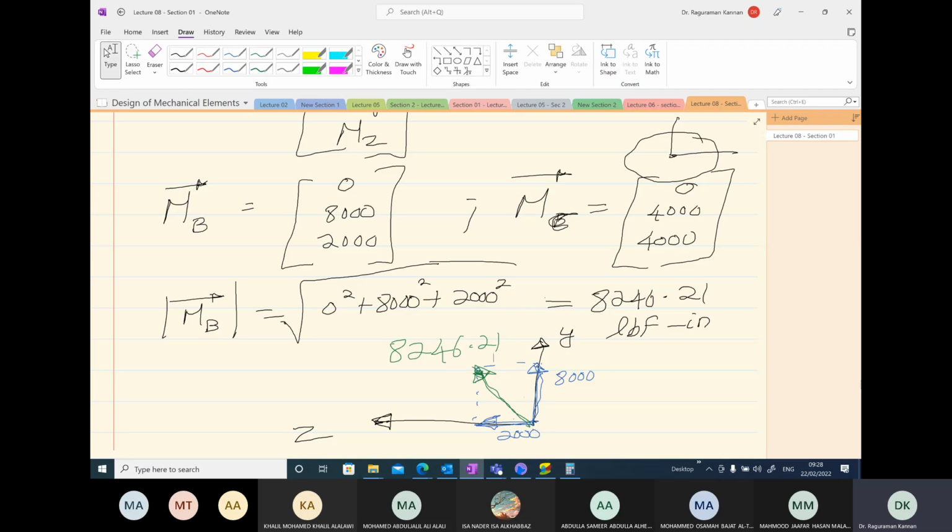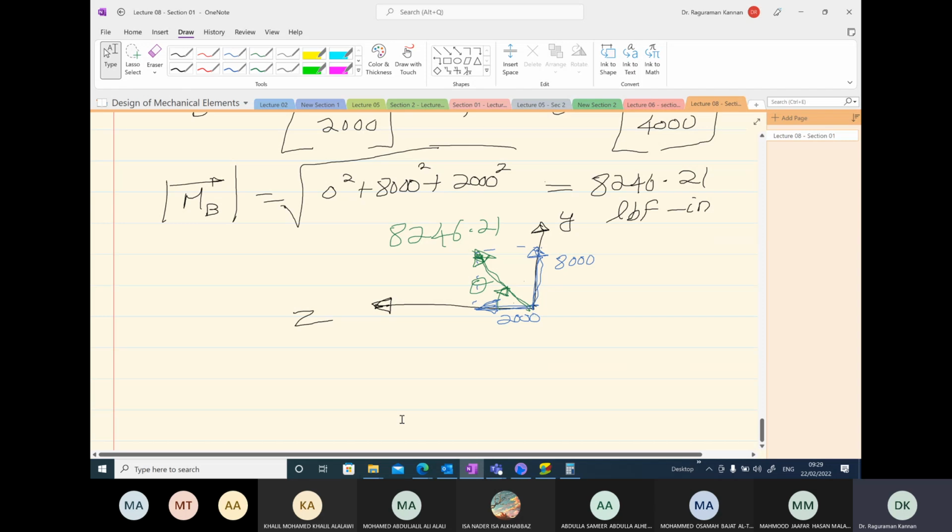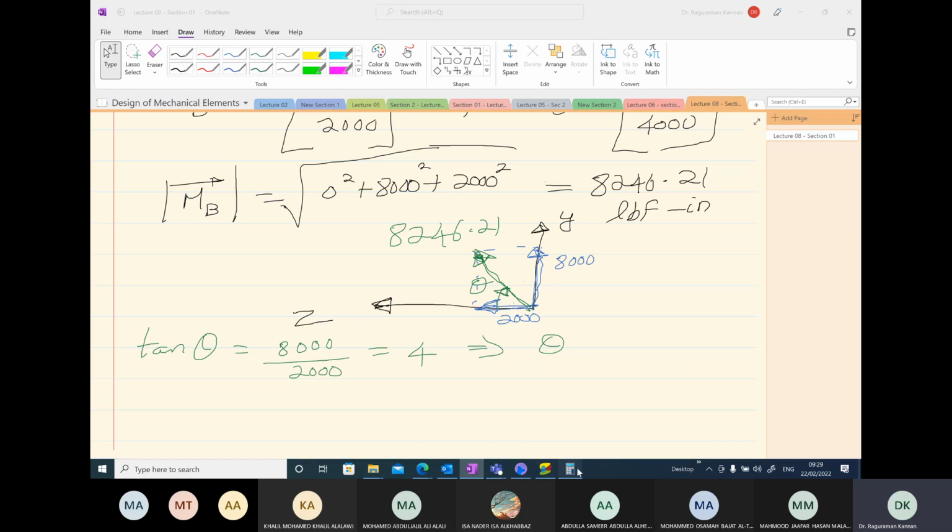Now, how do I find this direction? With respect to the z-axis, I can calculate the angle theta. What is the angle theta? It's very simple. Tan theta is equal to 8,000 over 2,000, which is equal to 4. And I can calculate theta as tan inverse of 4.